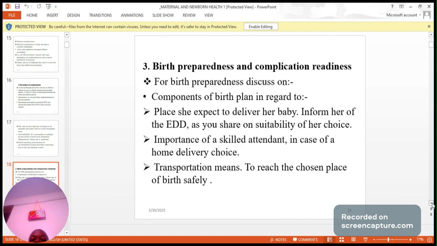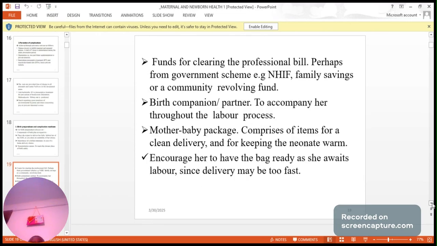Birth preparedness and complication readiness is also a goal. Here you'll be prepared. Components of the birth plan should be explained, like where she's supposed to be delivering the baby. She also needs to know the EDD, the expected date of delivery. She has a suitable place of her choice. Importance of a skilled attendant in case of home delivery choices. Transportation means, those are all birth plan. Funds for clearing the professional bill, perhaps from a government scheme like NHIF.